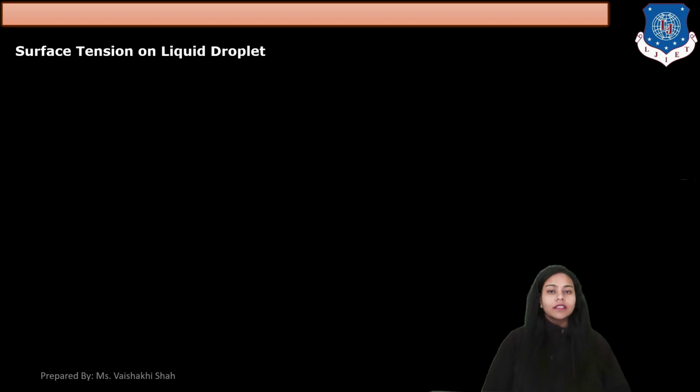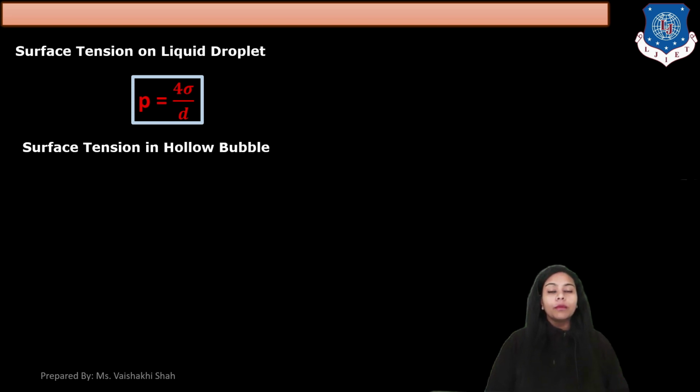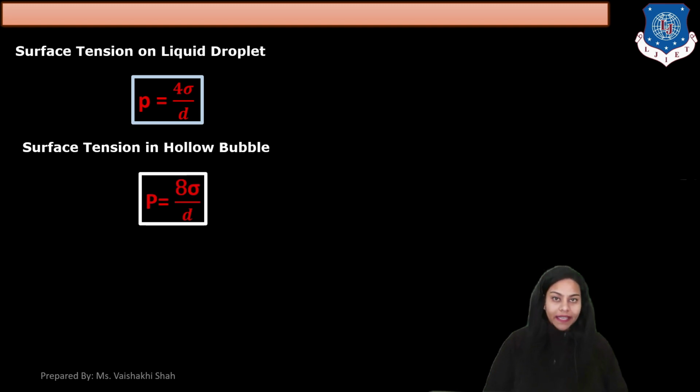First of all, surface tension. We derived the theory of surface tension on a liquid droplet. The equation for surface tension is P, which is pressure, P equals 4 sigma by D. Here sigma is the surface tension and D is the diameter of the liquid droplet. Now the equation of surface tension in a hollow bubble is P equals 8 sigma by D.